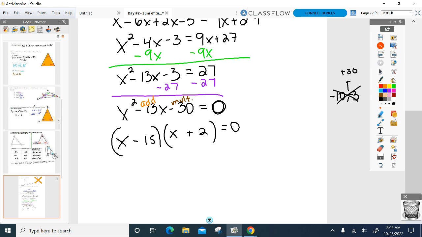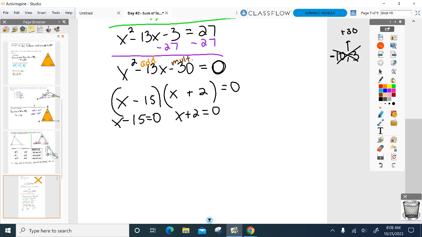That's the only type of factoring I'm going to have you do this year. That's it. All right, now keep going. Set each of these equal to 0. Whatever's inside your parenthesis, set equal to 0 and solve. So it looks like I'm going to get two answers out of this, huh? X equals, what do we get here? X equals positive 15, and X could equal negative 2.